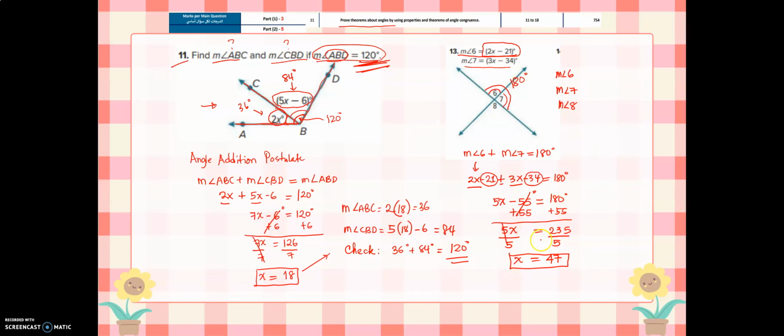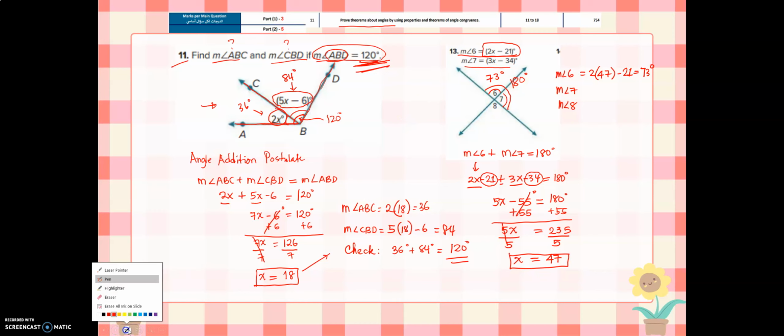Let us try to substitute this value to find the measure of angle 6. The measure of angle 6 is equal to 2x, which is 47, minus 21. So 2 times 47 is equal to 94, minus 21 is equal to 73 degrees. So it means that angle 6 is 73 degrees.